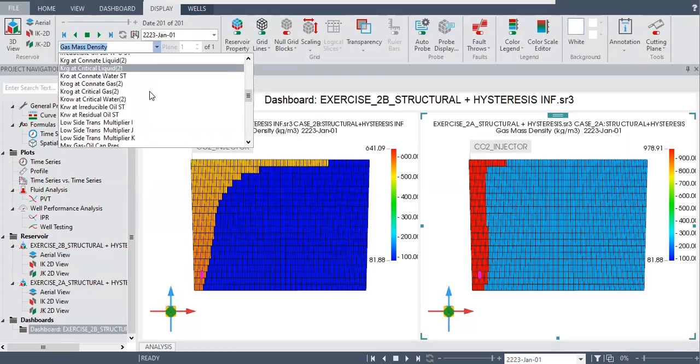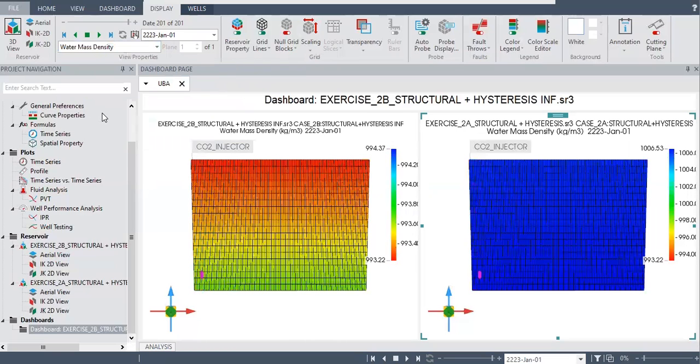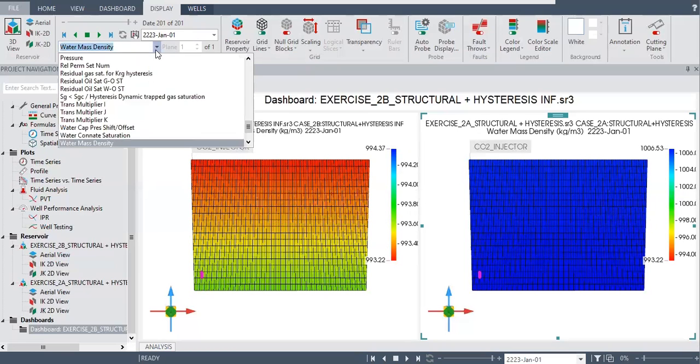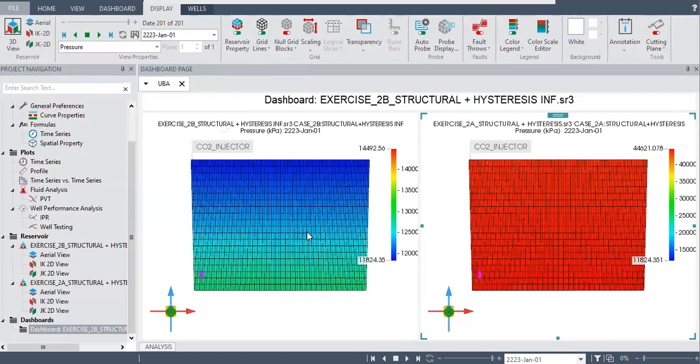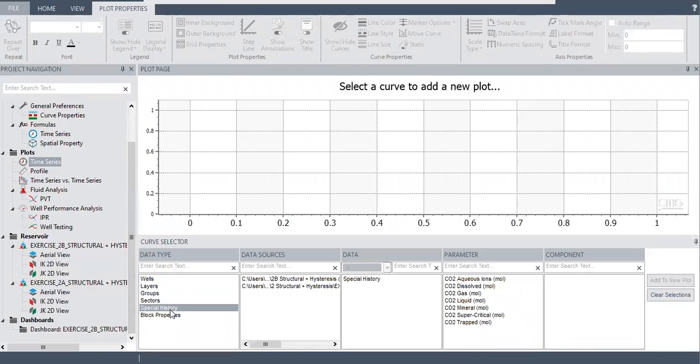If you want to see the water density, 1900. Okay. Yeah, because we have higher pressure again on the right compared to the left. If we go to pressure again, we can also see the difference. On the left, we still have 12,000. On the right, we already have 44,000. All right. Time series, of course, we want to check the spatial history.